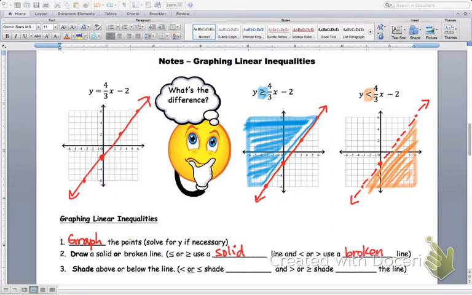Third thing we do is we shade above or below. Again, where we have the less than signs, we shade below because these are the less than signs. And if we have these guys, we shade above because these are the greater than signs. Let's go ahead and do some examples real quick.